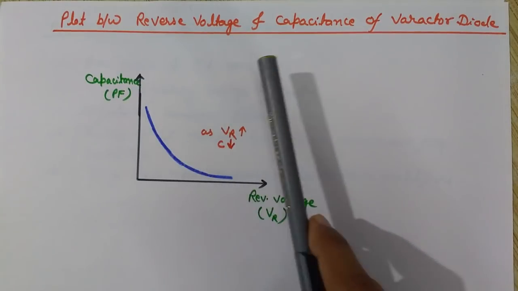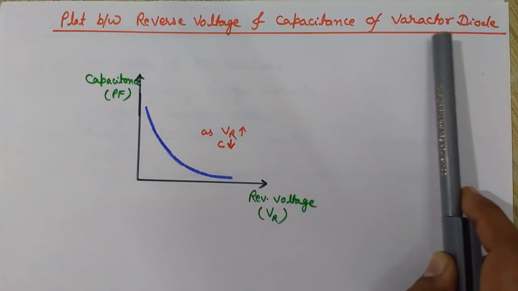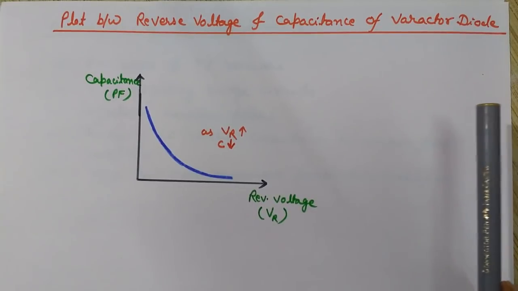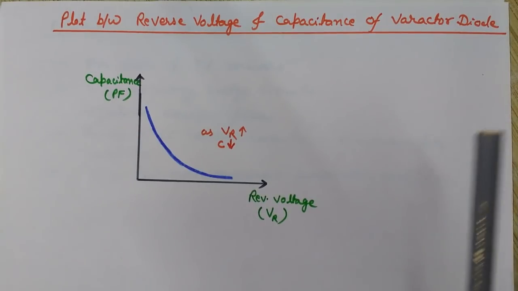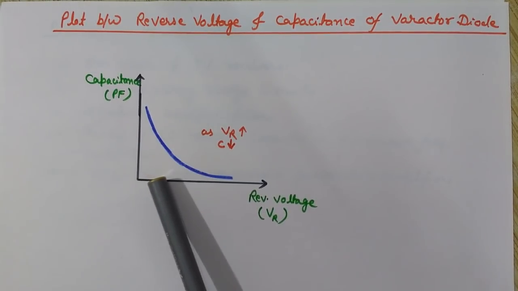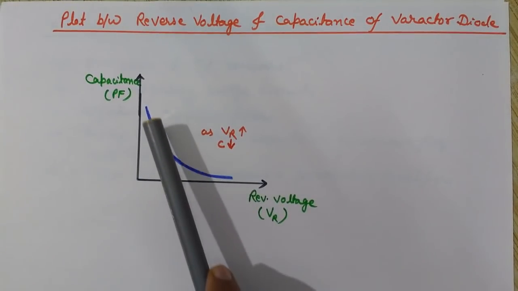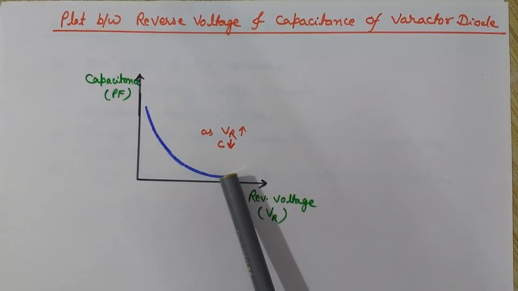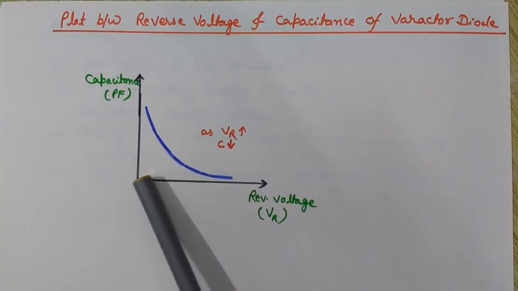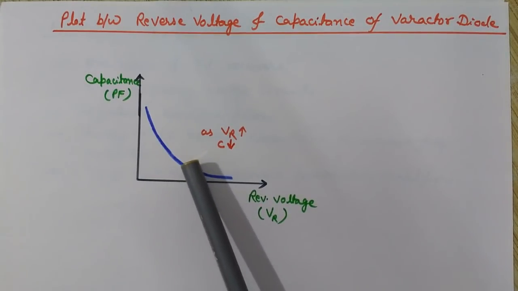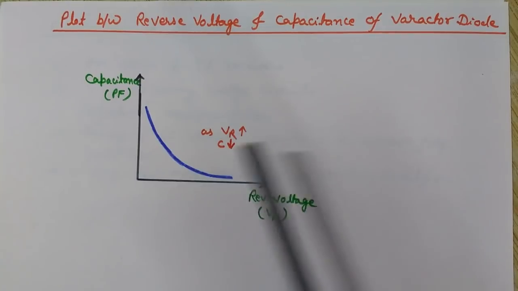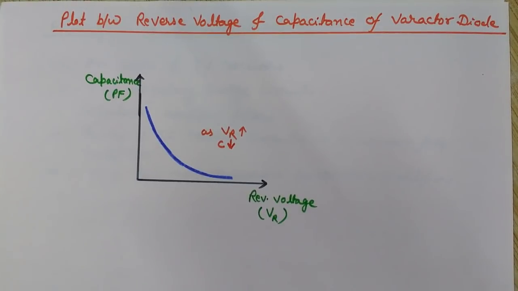Now let's see the plot between the reverse voltage and the capacitance of a varactor diode, how the capacitance varies as we change the reverse voltage across this PN junction. So as you can see, as we increase the reverse voltage, the capacitance is going down. Here at low reverse voltage, it is highest, and as we keep on increasing this voltage, it is going down. So the capacitance is inversely proportional to the reverse voltage in the case of a varactor diode.